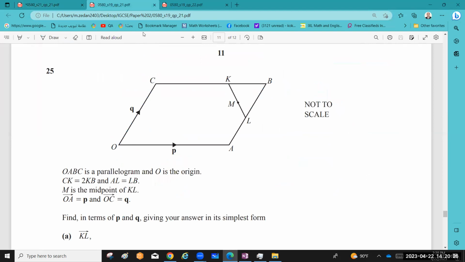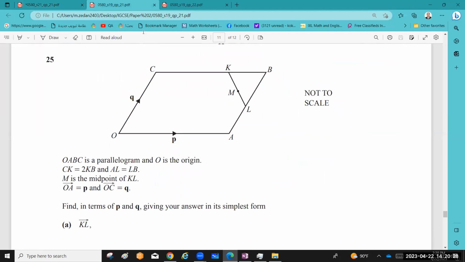Question number 2. I have a parallelogram with vector Q and P named OC and OA. CK is 2KB. When you have CK is 2KB, it means KB is 1 part, so CK is 2 parts, okay? Always assume like this. When you have CK is 2KB, always assume KB is 1. So the other vector CK is 2 times 1, which is 2.